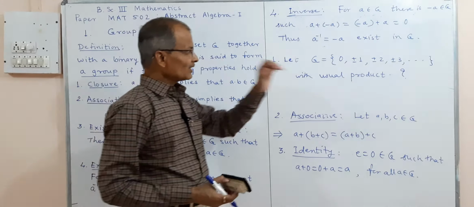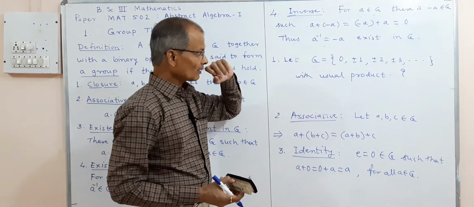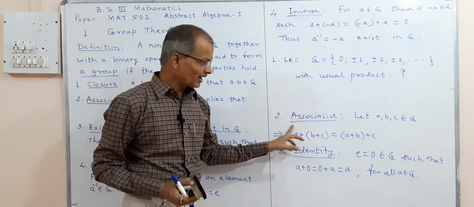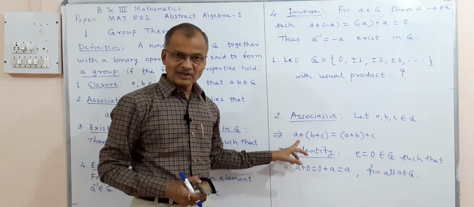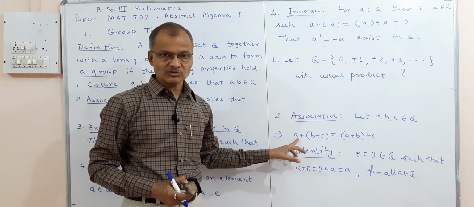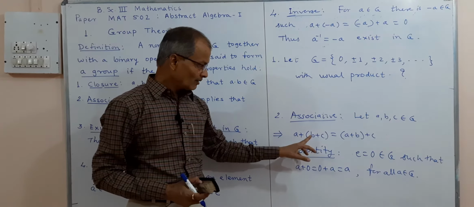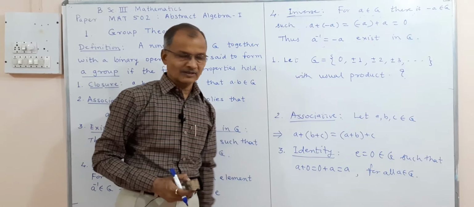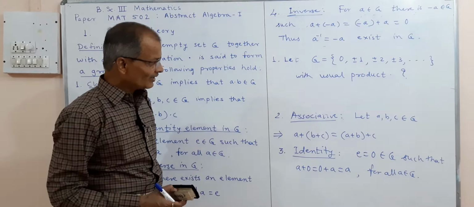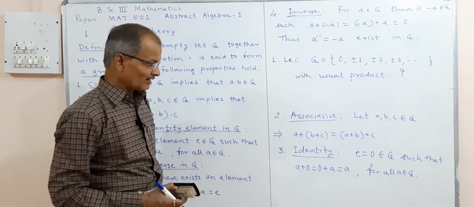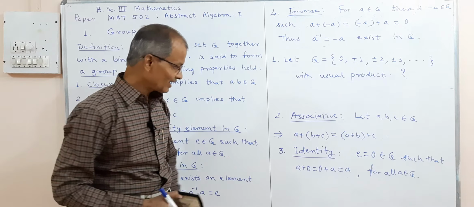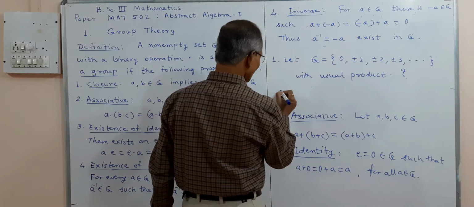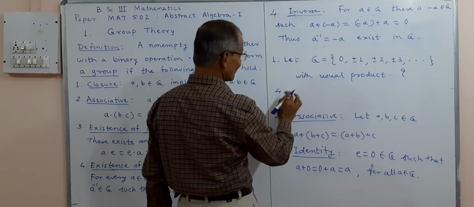Now the closure property is satisfied because the product of any two integers is again an integer, and the second is also satisfied because the usual multiplication is associative. We can write A dot (B dot C) is equal to (A dot B) dot C, and identity, we know 1 is the identity element for multiplication, so identity also exists. Now what about the inverse? We must check whether the inverse exists or not.